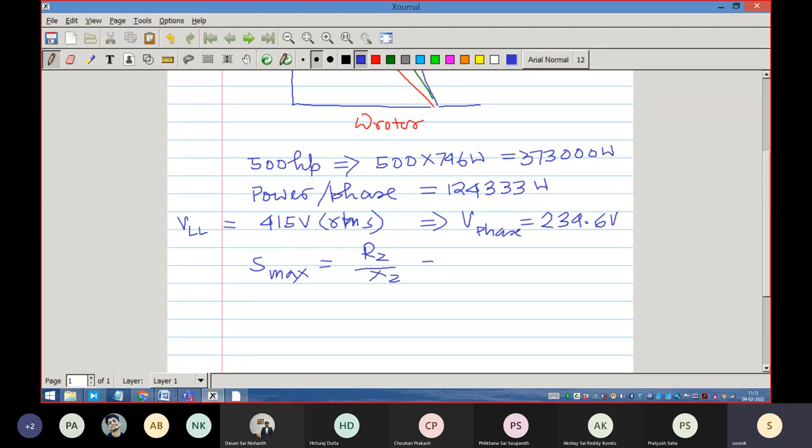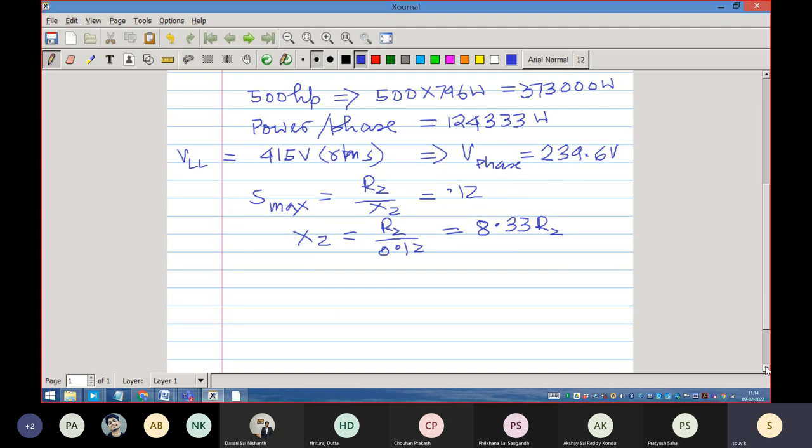And this is given as 0.12, right? It is given as 0.12. So we can say that X2 is equal to R2 by 0.12, which is equal to 8.33 R2. Okay. So this is the X2 relationship I get.